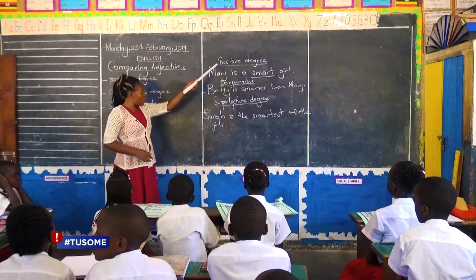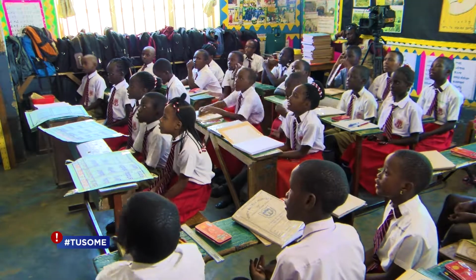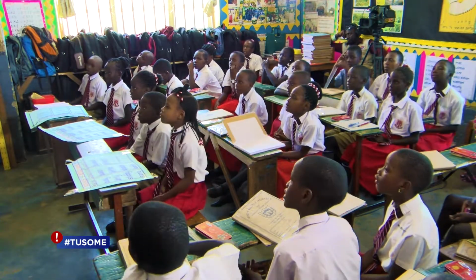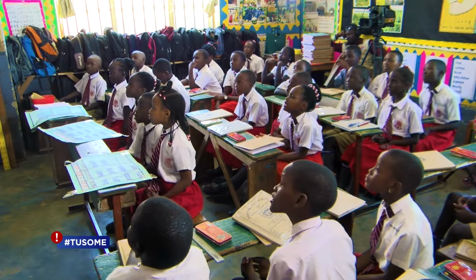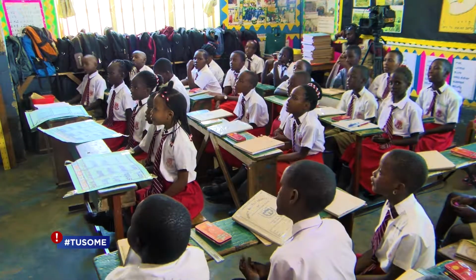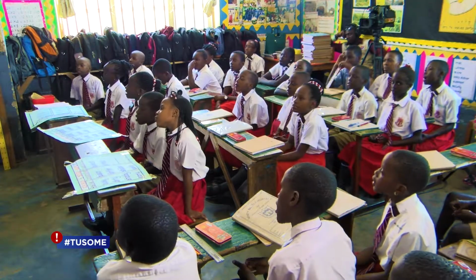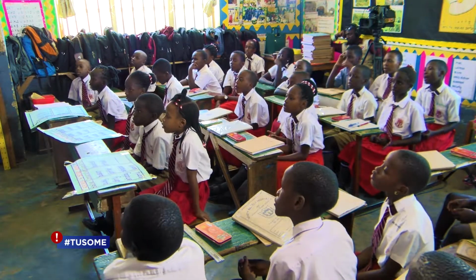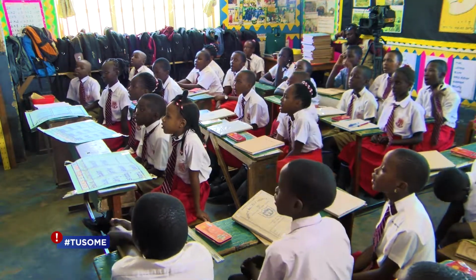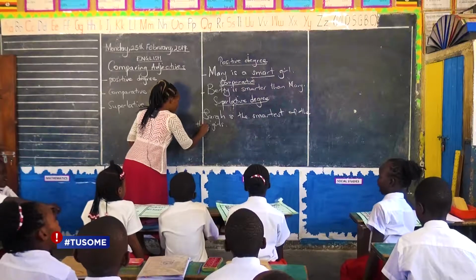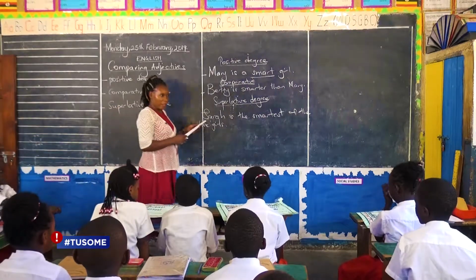Let's read the positive degree sentence, everybody. Mary is a smart girl. Very good. Then the comparative degree: Betty is smarter than Mary. Good. Then the superlative degree: Sarah is the smartest of the three girls. That's the superlative.